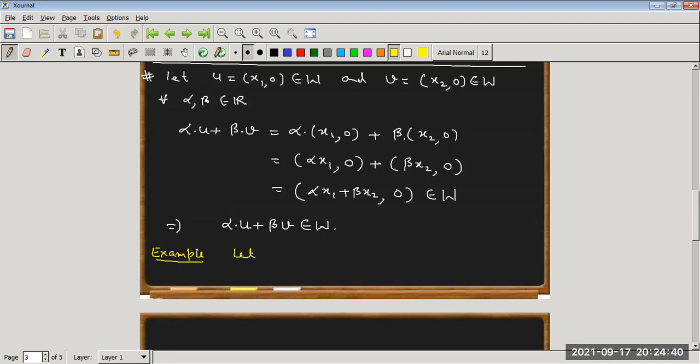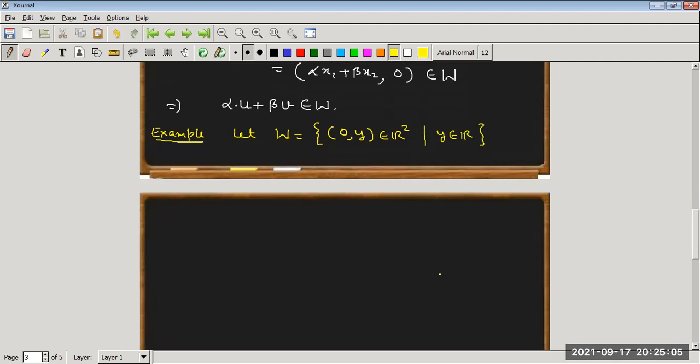Let W = {(0, y) ∈ R², such that y ∈ R}, where y is any real number. So we have to show that W is a subspace of R².